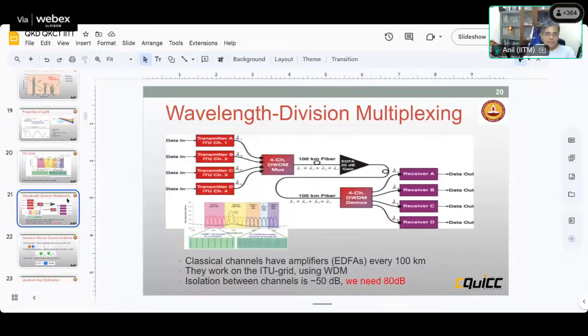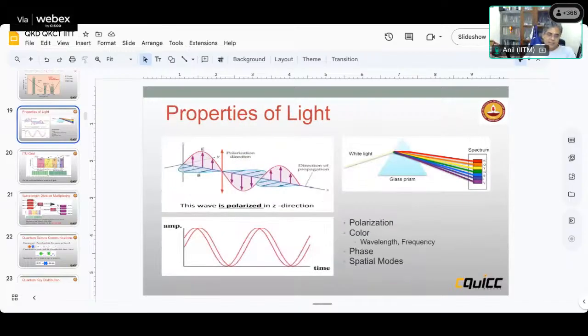What is missing so far is I've not yet told you how to add information onto light. And we have to use one of these methods. We can add information, let us say, on the color. We can say if red comes, then it is 1 bit. If violet comes, it is 0 bit. So the color is one way to do it. But that is not as efficient as if I were to use polarization. I can say if it is vertical polarization, the purple arrows, then I will call it a 1 bit.